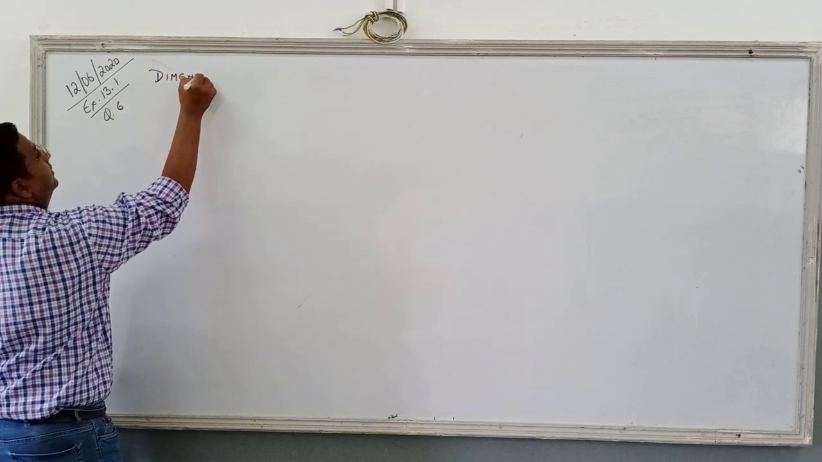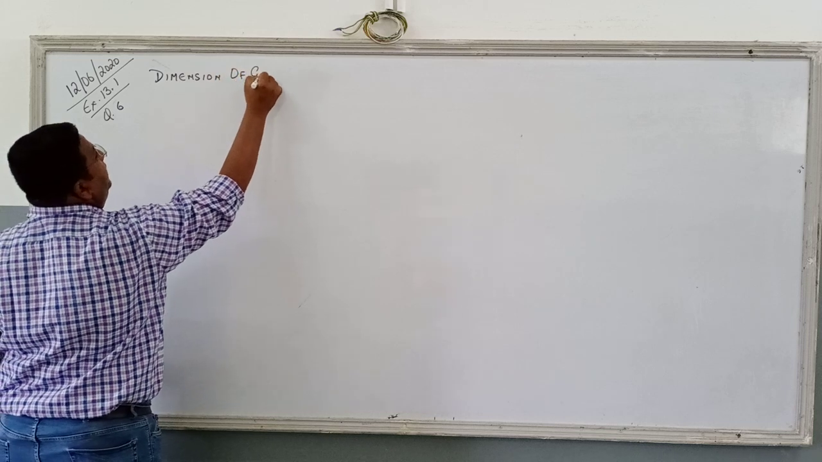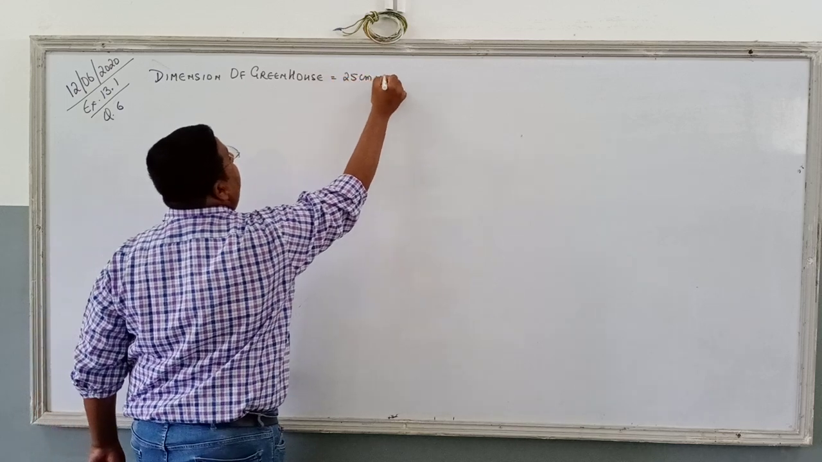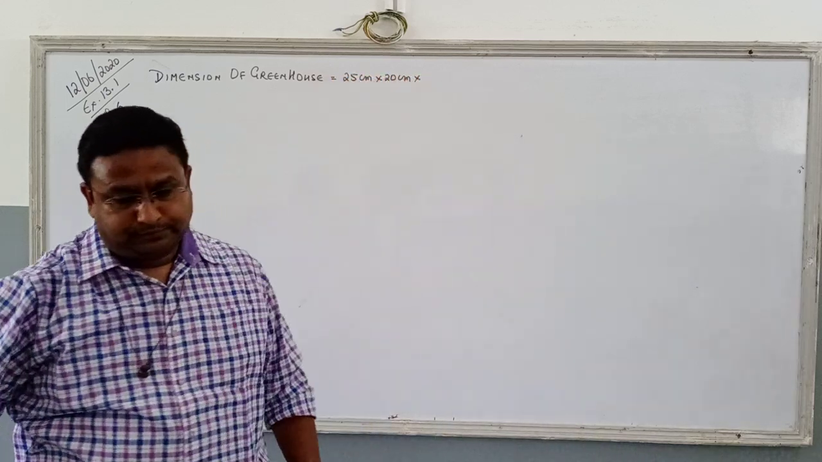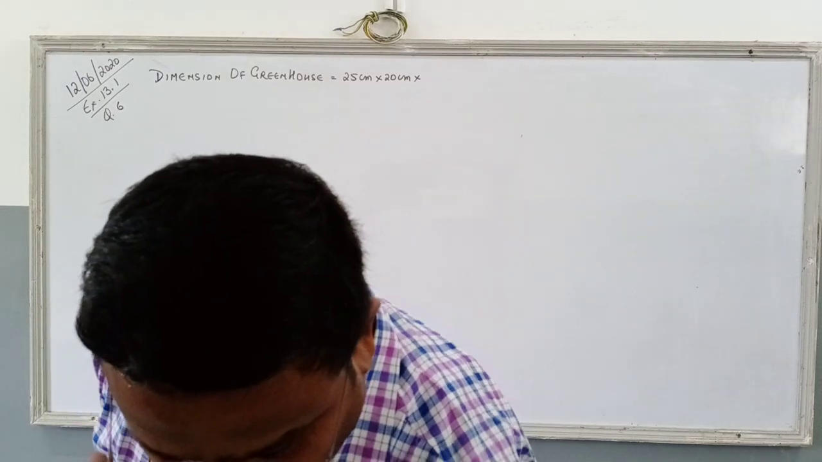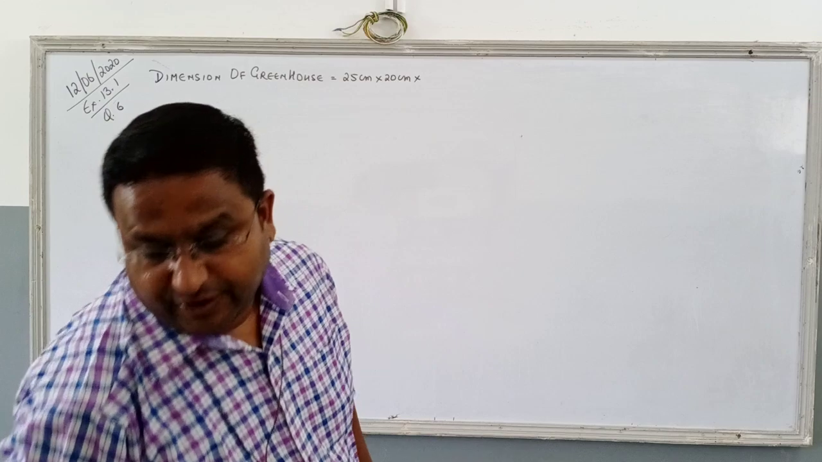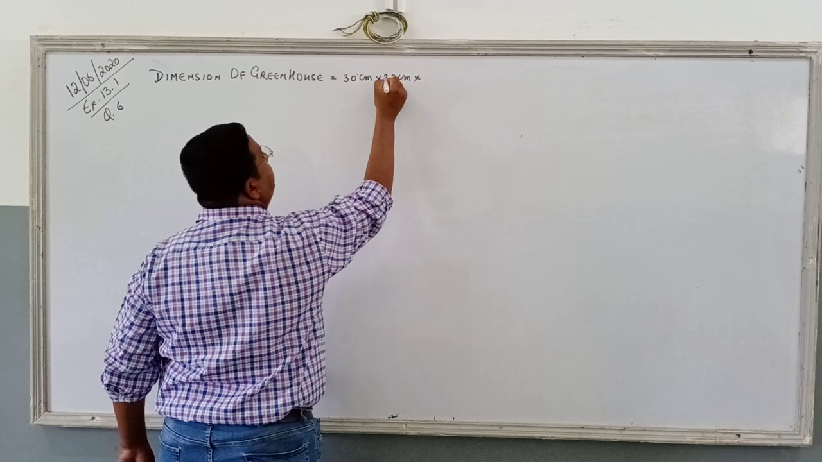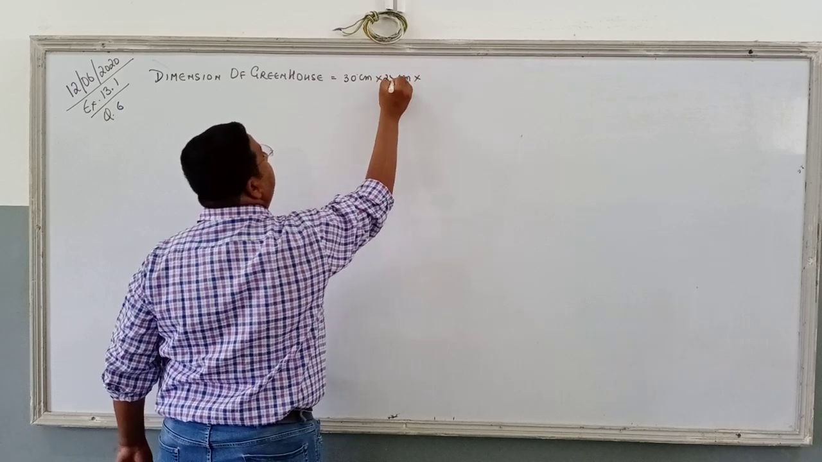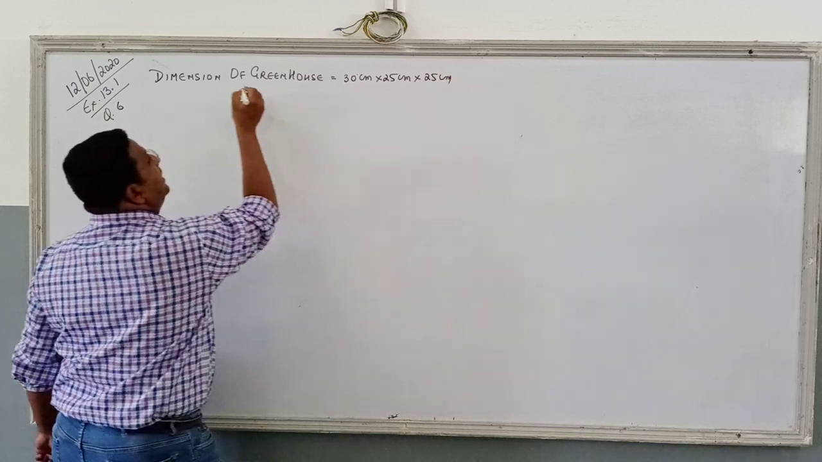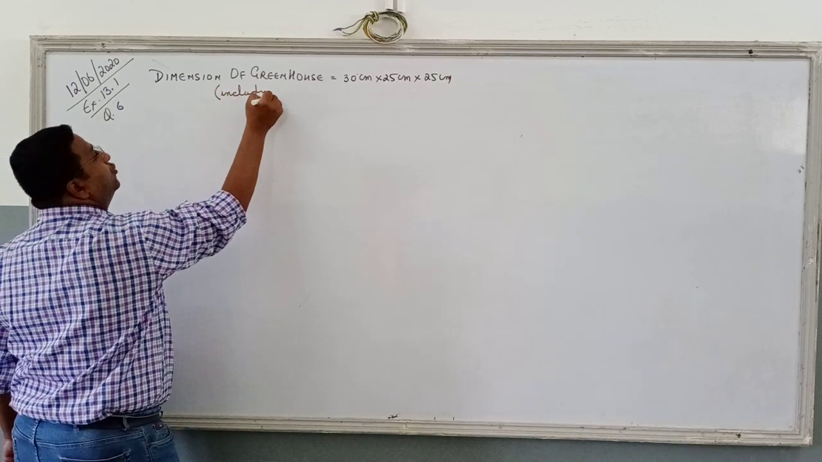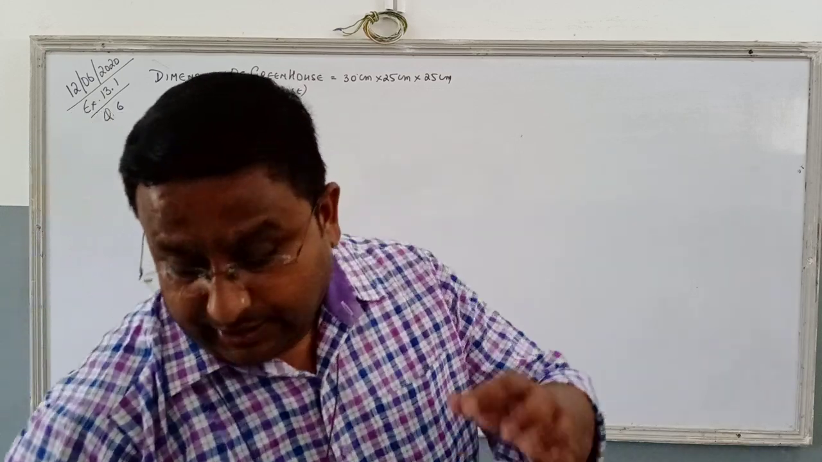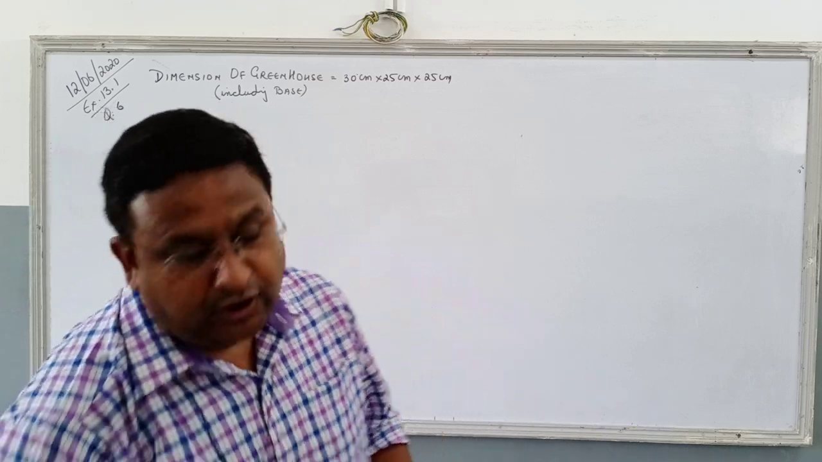Dimension of greenhouse, that is 30 into 25 into 25. And here it is written including base, is held together with tape. Now he says what is the area of glass.